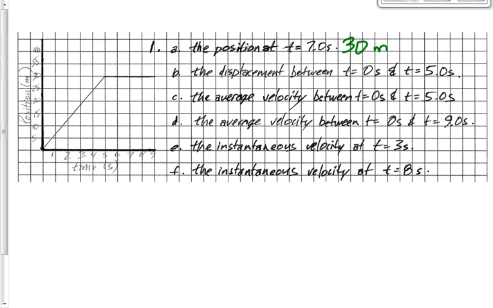What's the displacement between 0 and 5 seconds? Well, displacement is the final position minus the initial position. The position at 5 seconds up and over is 30 meters. The position at 0 seconds is 0 meters. So 30 minus 0 meters gives me 30 meters. So position indicates where I am. Okay, and question 1A, I am at 30 meters at 7 seconds. Displacement represents how far I've gone, the change in position. I've gone 30 meters during stage A, between 0 and 5 seconds.